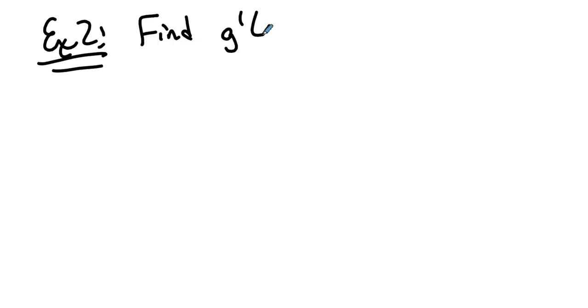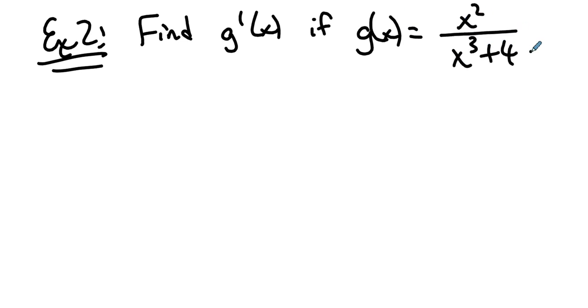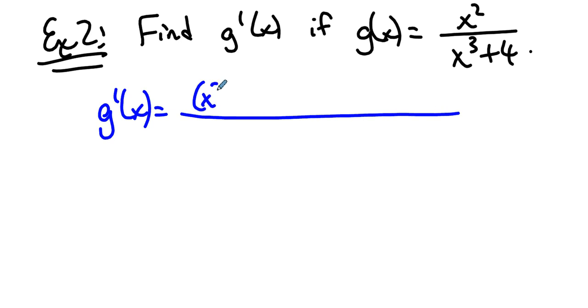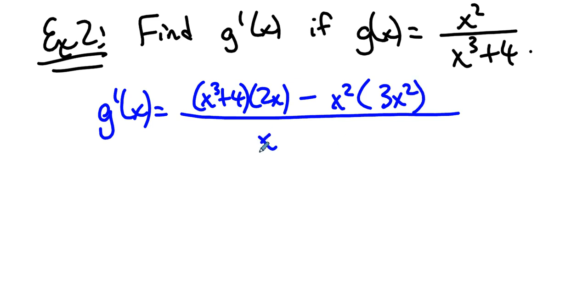And we can demonstrate: find g prime of x if g of x is x squared over x cubed plus 4. Well, we can do that. That's a quotient. So its derivative is the bottom times the derivative of the top minus the top times the derivative of the bottom. For the rest, you won't be scared. It's all over the bottom squared. This is calc, this is calc, this is calc.